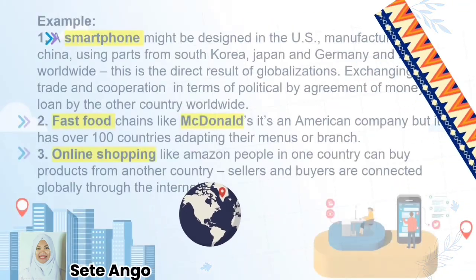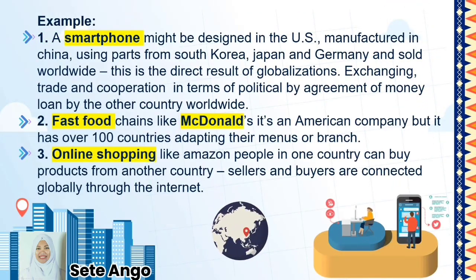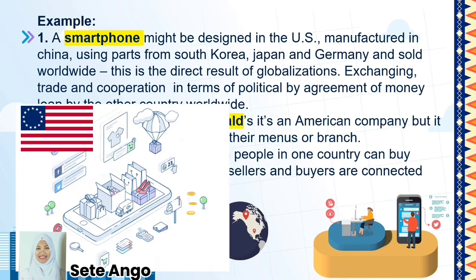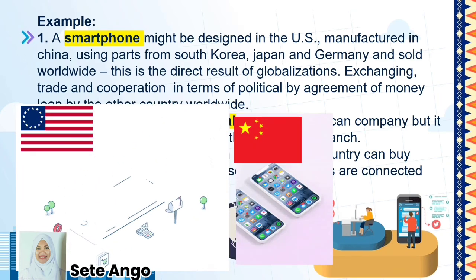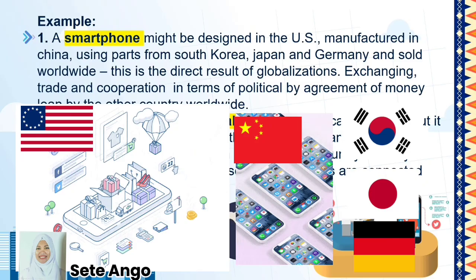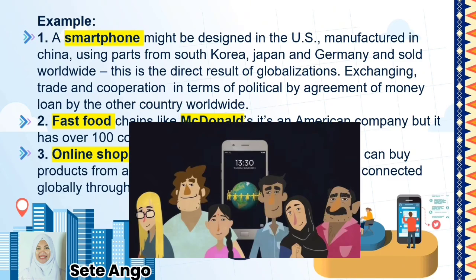These are some examples. Number 1, a smartphone might be designed in the US, manufactured in China, using parts from South Korea, Japan, and Germany, and sold worldwide. This is the direct result of globalization, exchanging trade and cooperation, including political agreements and money loans by other countries worldwide. This shows how different countries work together to make one product. The design, parts, and assembly all come from different places. Without globalization, this kind of cooperation wouldn't be possible.